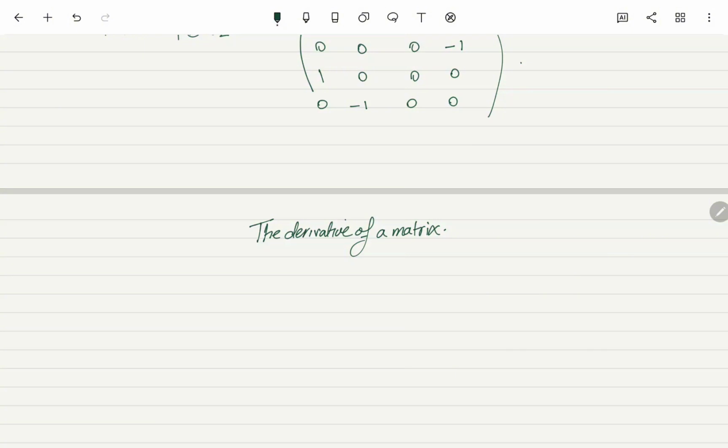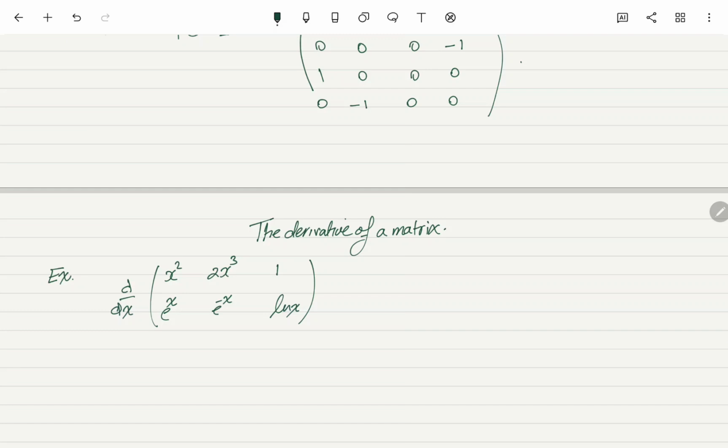To understand this very well, let's have this example. To find the derivative of this matrix, we just apply d by dx on each element of the matrix. The resultant matrix will be: d by dx of x squared is 2x, d by dx of 2x cubed is 6x squared, d by dx of e to x is e to x, d by dx of e to minus x is minus e to minus x, and d by dx of ln x is 1 over x. The situation is quite different when deriving a determinant.